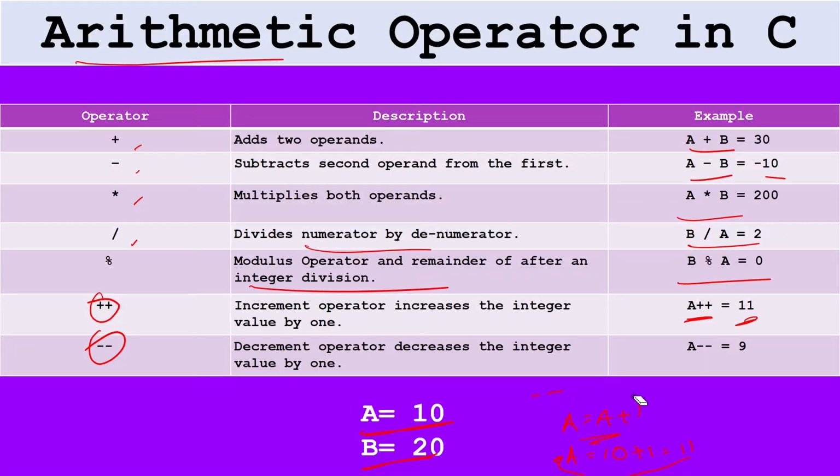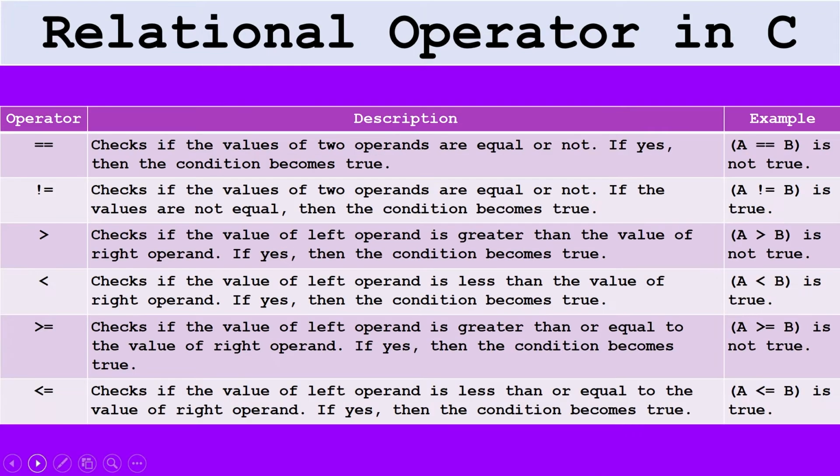Similarly, if we have the decrement operator and we want to decrement A by 1, what will we write? A minus minus. It will be A equal to A minus 1. What is the value of A? A's value is 10, so A equal to 10 minus 1 will equal 9. So 9 will be stored in A. See here, it is displayed. I hope I am able to make myself clear: the increment and decrement operators increase or decrease the integer value by 1. Now let's move to the next part, the relational operator.